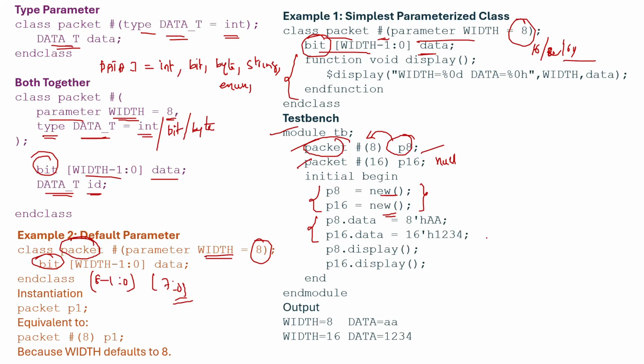Suppose I write P16 dot data equal to 32 tick hexadecimal AB, AB, and then DEAD. In this way, only the lower 16-bit values appear at the output side, and the upper values do not appear at the output side. Those variables will be truncated if you assign a higher value compared to the declared width. Clear?